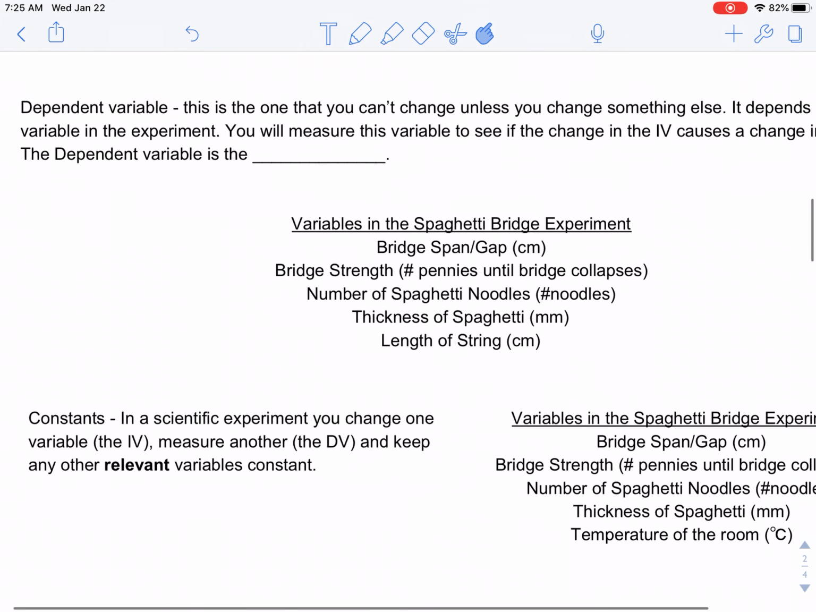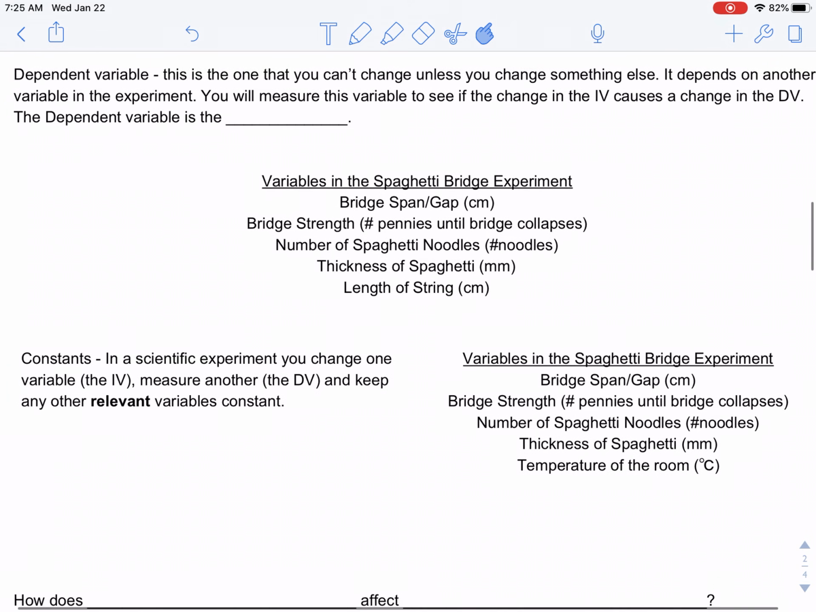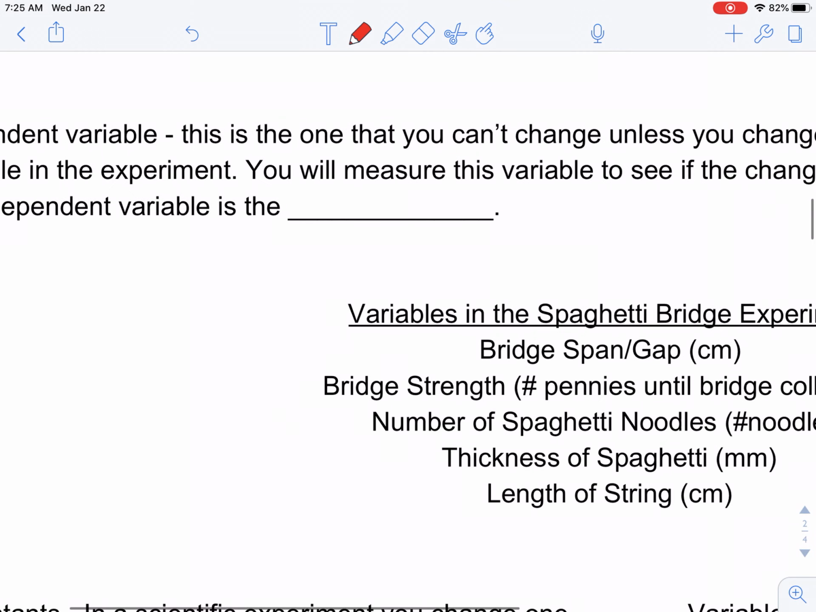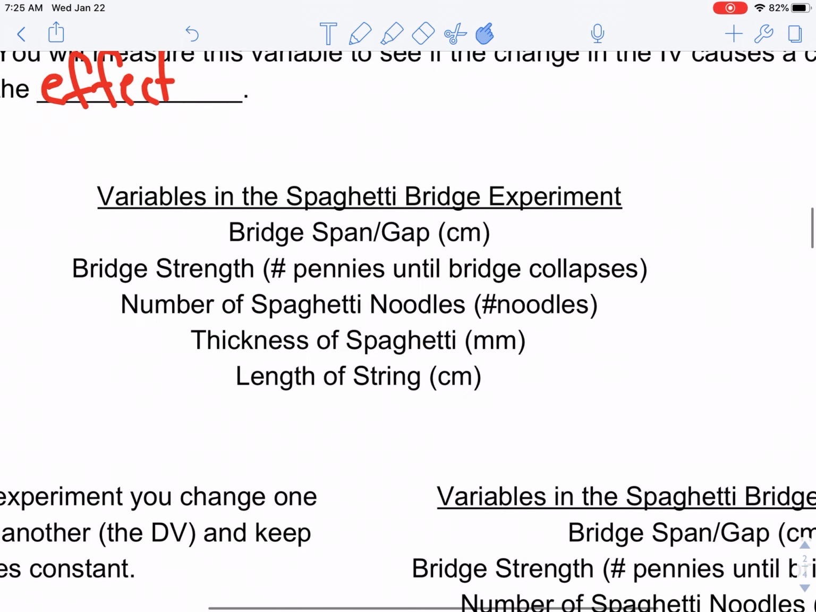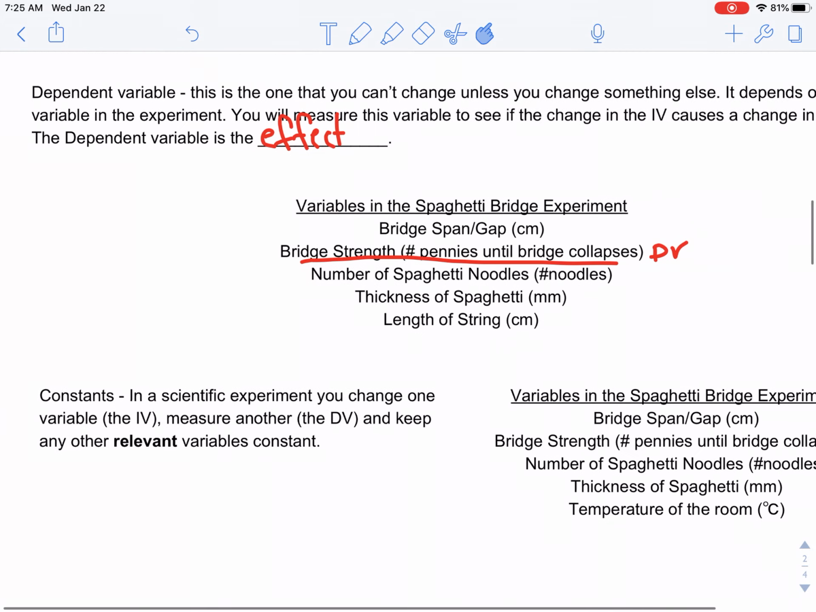So let's move on. The dependent variable. This is the one that you can't change unless you change something else. It depends on another variable in the experiment. You will measure this variable to see if the change in the independent variable causes a change in the dependent variable. The dependent variable is the effect. And we just went over this, but in this experiment, the bridge strength, this is the effect. How many pennies? That's not something you change directly. That's something that you measure.